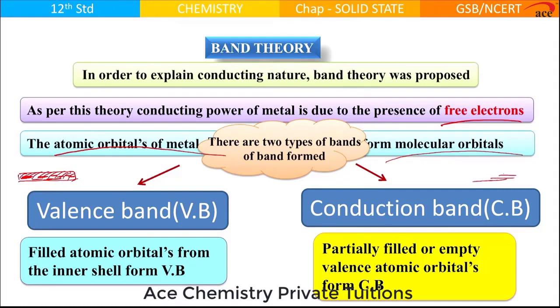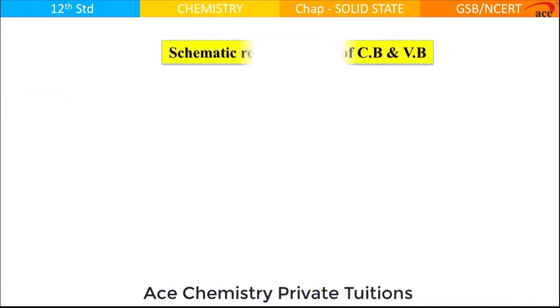While conduction band is of partially filled orbitals, or empty orbitals, called the conduction band. So, many valence atomic orbitals coming together give rise to a conduction band.